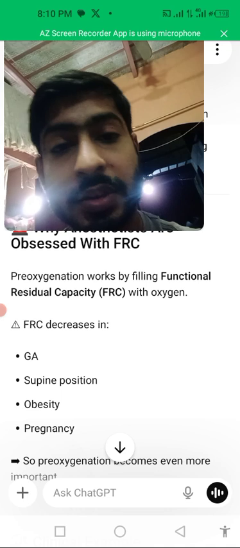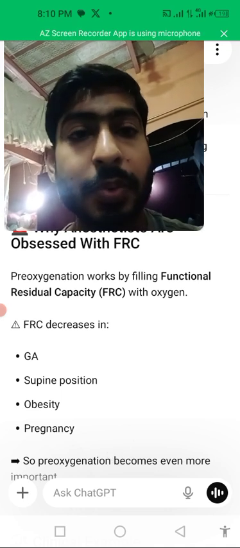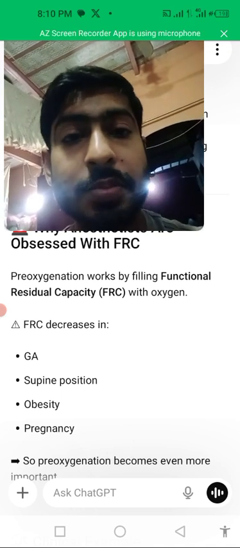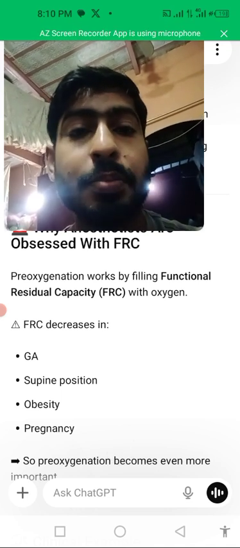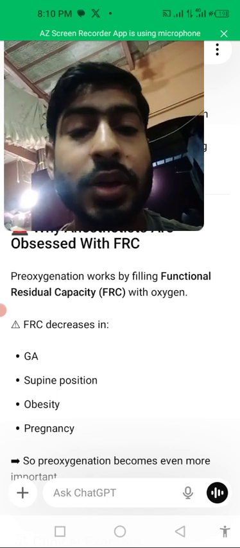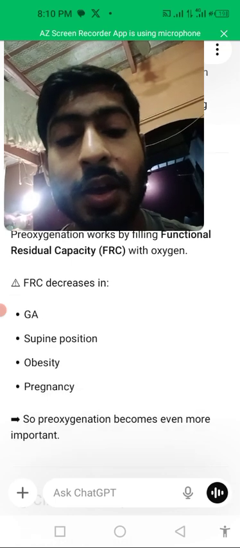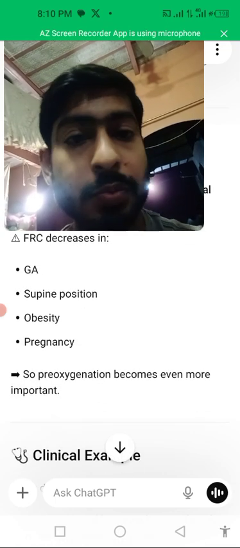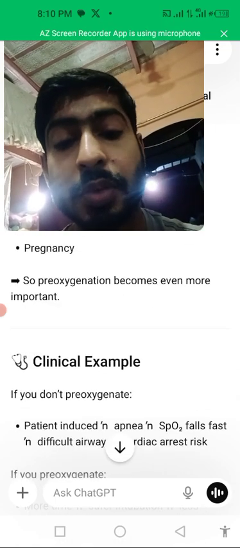Functional residual capacity especially decreases in general anesthesia or the supine position, or with obesity, pregnancy, or anything that pushes the diaphragm upward and decreases functional residual capacity, which is 2400 ml. And so we have to do pre-oxygenation, and we have to manage the patients.